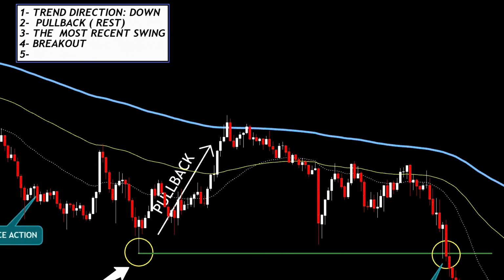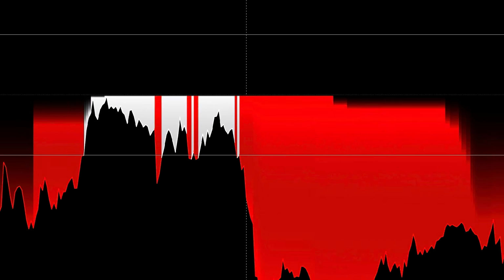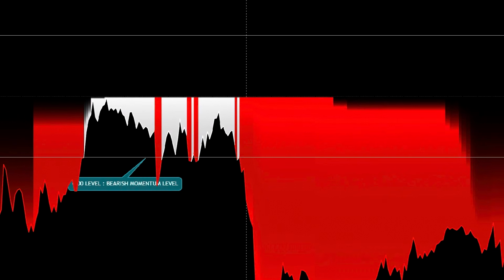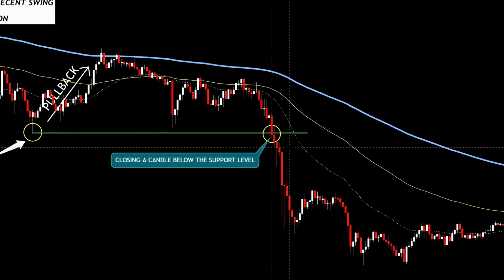Rule 5. Confirmation. And this is where the oscillator comes back in. It needs to be below 0 for bearish momentum. And honestly, if you want the higher probability version, you want it below minus 100.